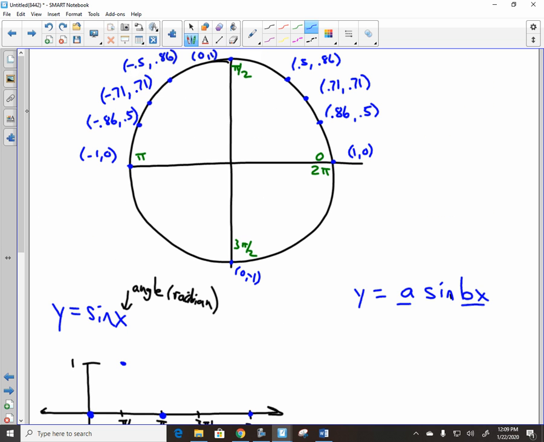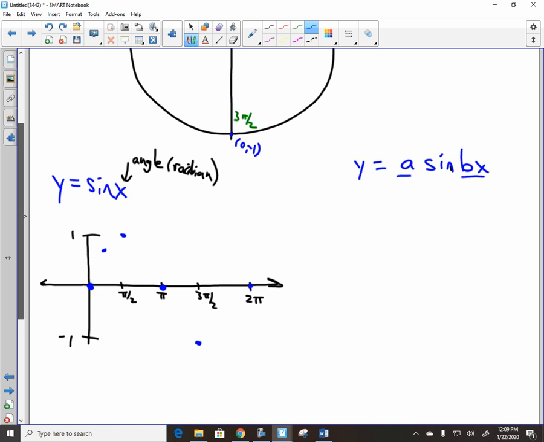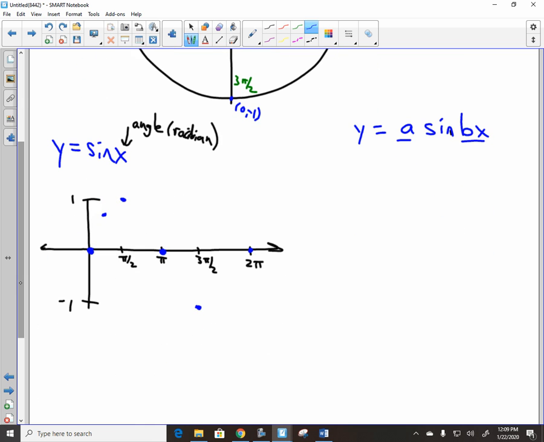Now, if you look at the values in between, you can understand a little bit more what's happening as well. Let's look at the y value here at pi over 4. You get 0.7. So at pi over 4, about halfway in between, I'm going to be up at 0.7. Now, if I go between pi over 4 and pi over 2, it looks like the y value is 0.86. So if I go between those, I have a value that's even higher, 0.86.